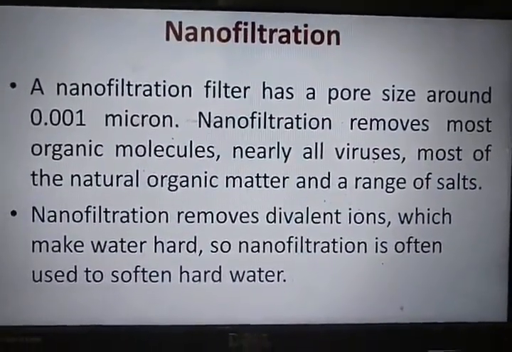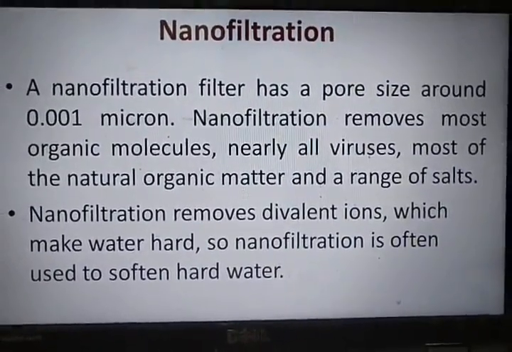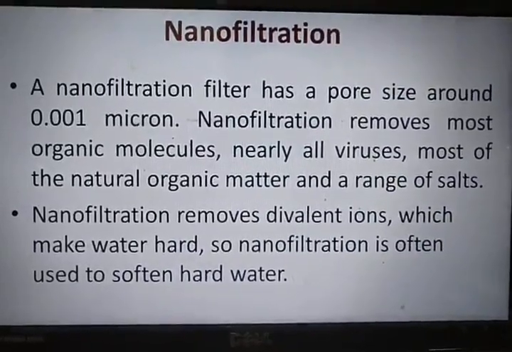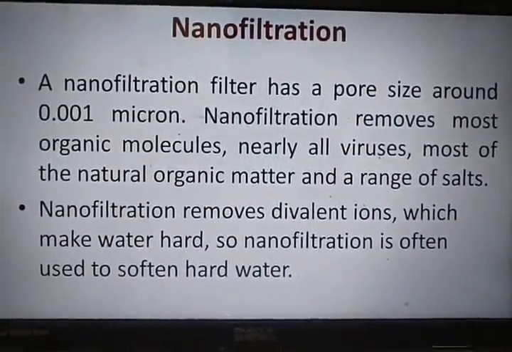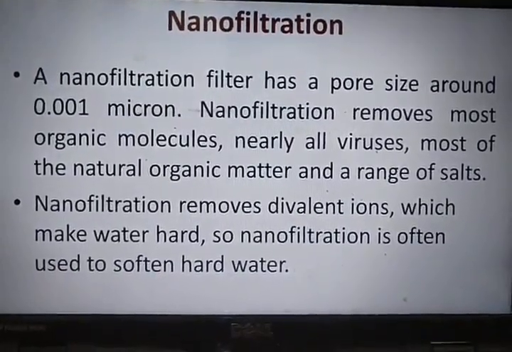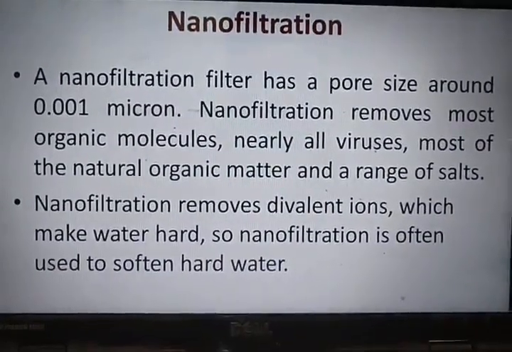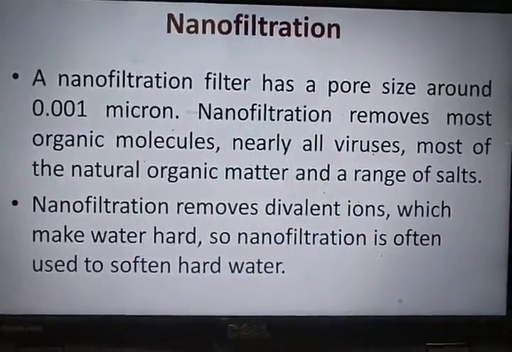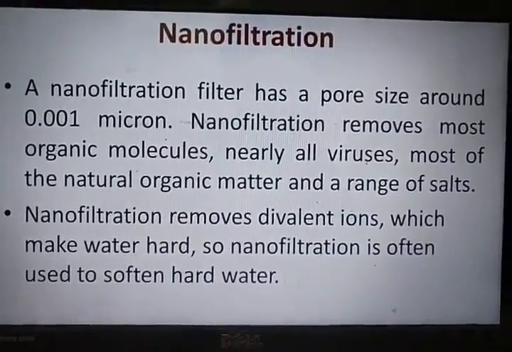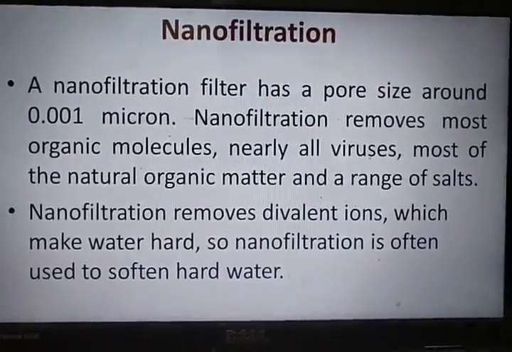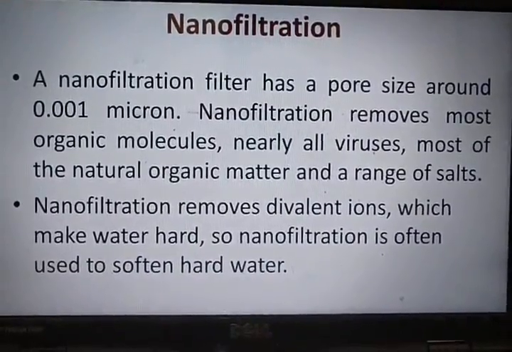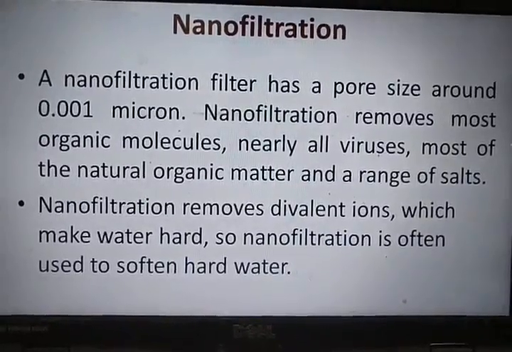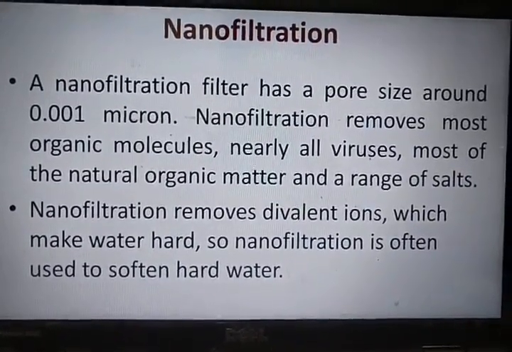Then coming to nanofiltration, this has an even smaller pore size of around 0.001 micron. Okay, so nanofiltration removes most of the organic molecules, nearly all viruses and most of the organic matter, and also a certain range of the dissolved salts. It also removes the divalent ions which make the water hard. That is, nanofiltration membranes can be used in the softening of the water because of their tendency to remove the divalent ions of calcium and magnesium present in the hard water.